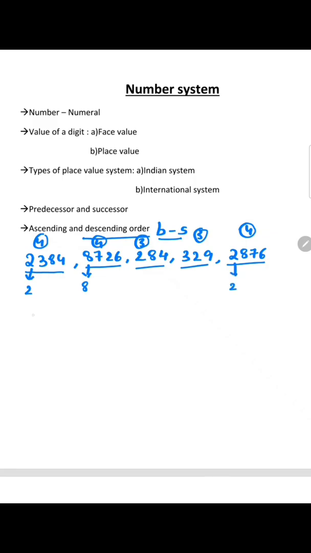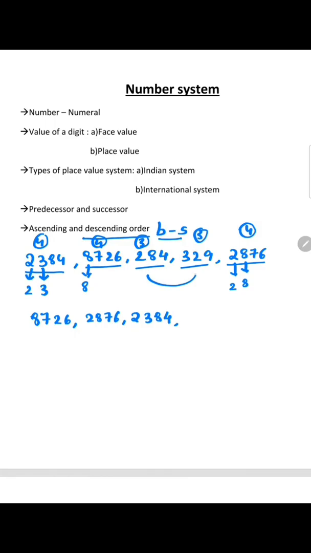So as 8 is greater, we will take 8726, comma. Here in the hundreds place, I am having 3, whereas here I am having 8. So I will take 2876. Then I am going to take 2384. Later, I have to take the 3-digit number.